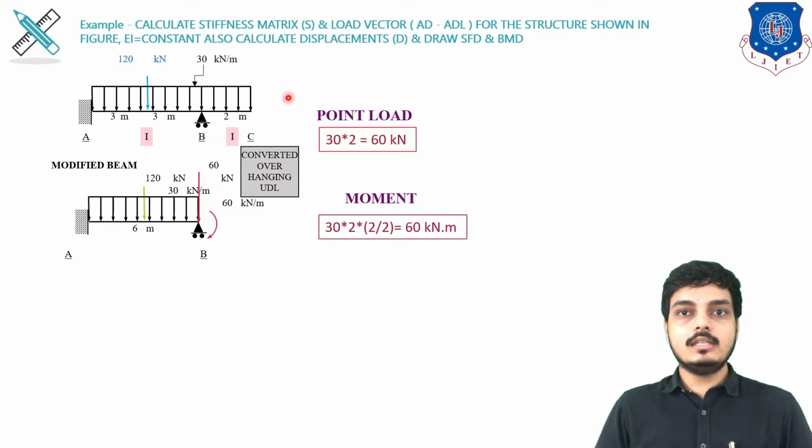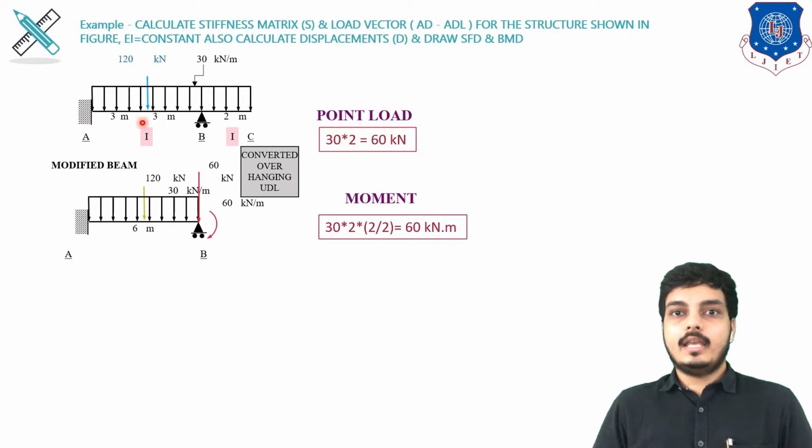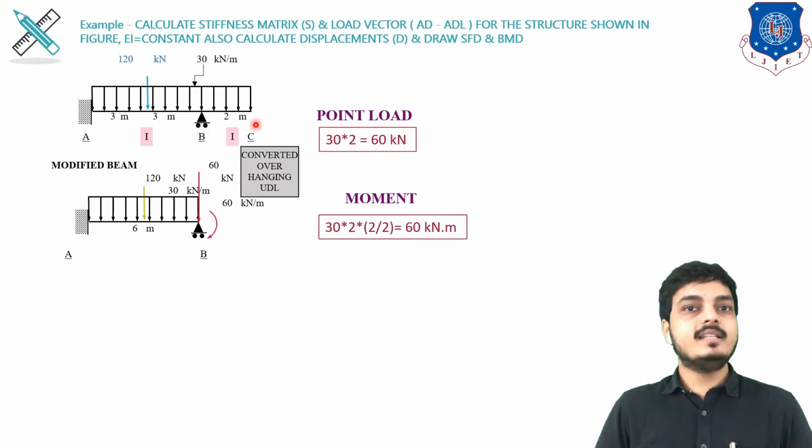Now from A to C a UDL of 30 kN per meter is given, and on span AB at the center, a 120 kN point load is given. AB span is 6 meter and BC span is 2 meter. Both spans have the same moment of inertia. So this was the given beam.